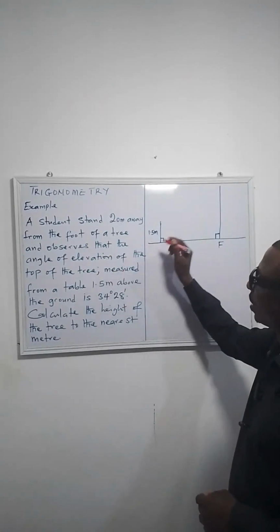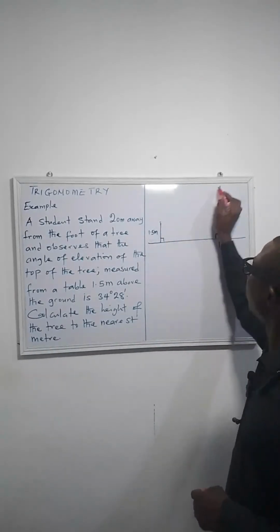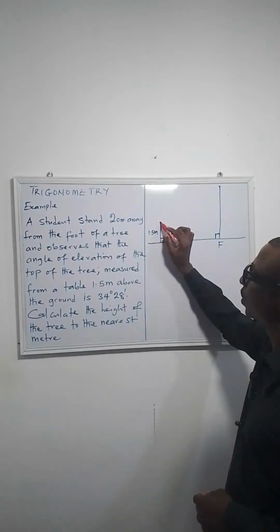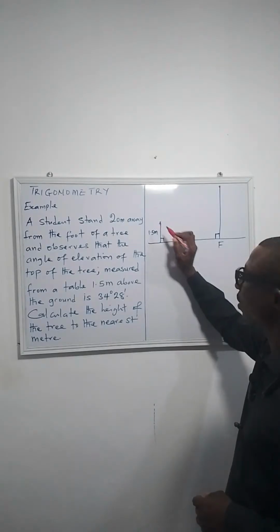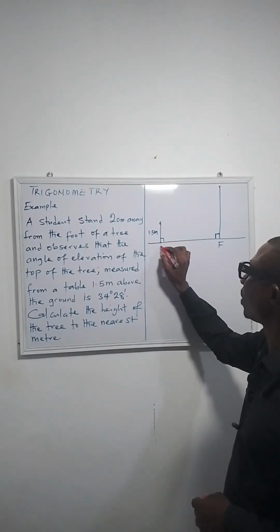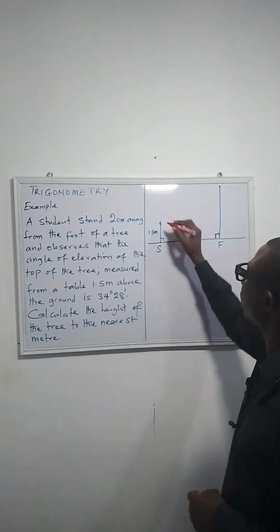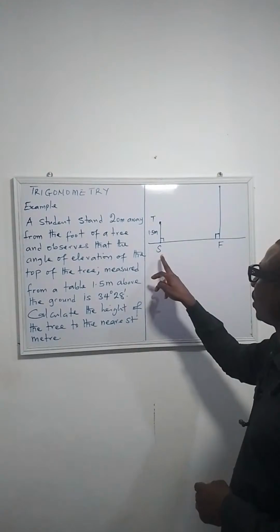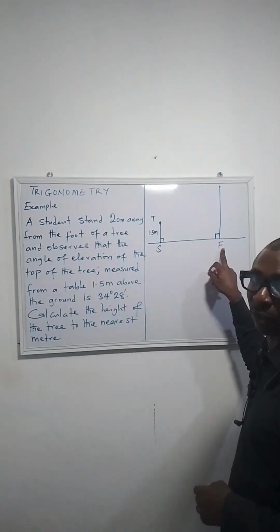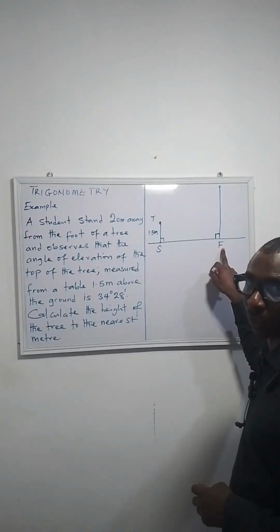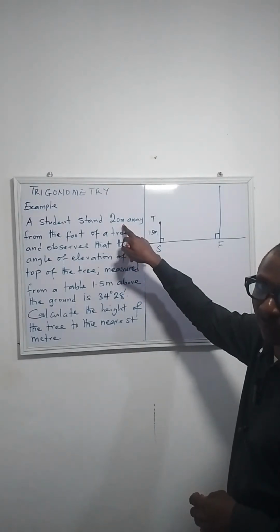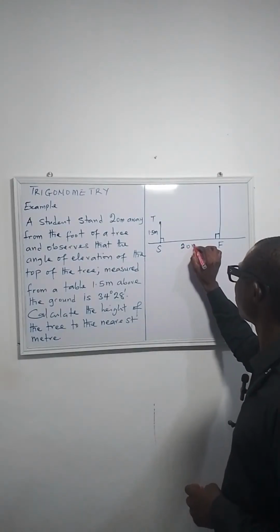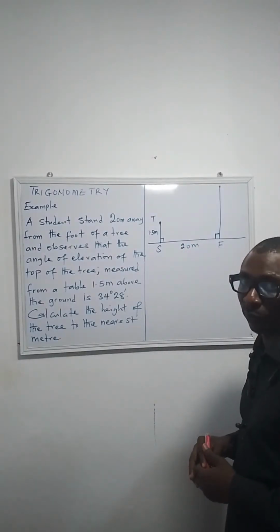Of course, we know that the student is viewing the top of this tree from the top of the table, which is 1.5 meters. So that means the student is here. Let's represent this point with S, and the top of the table with T. Now, the distance between this student and the foot of the tree, from the question, is 20 meters. So we have 20 meters here. I want to believe you all understand now.